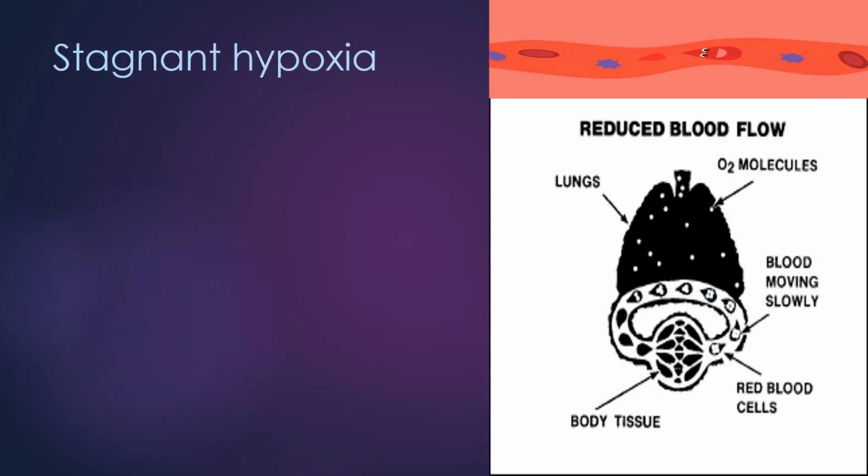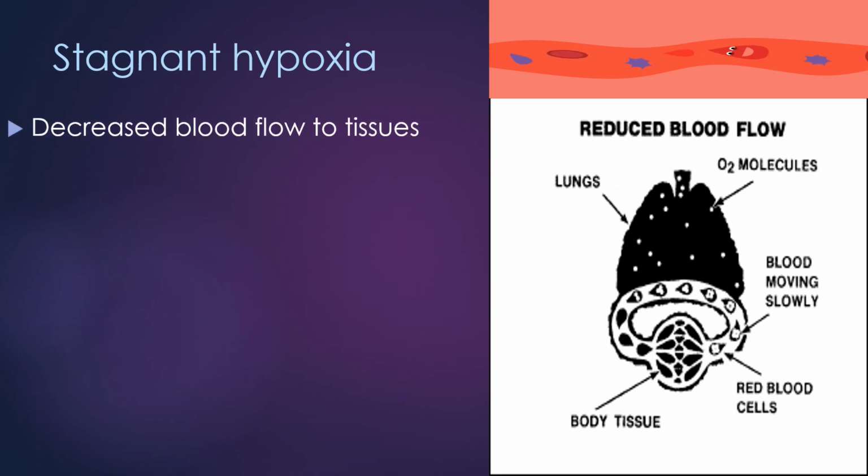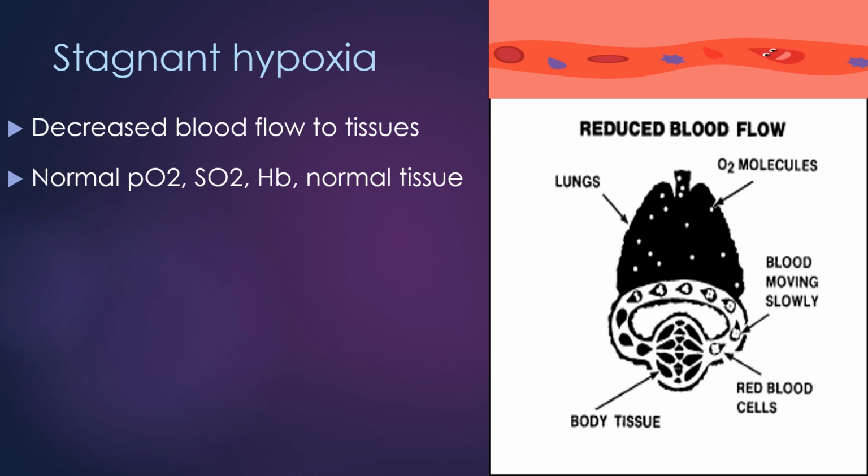Moving on to the stagnant hypoxia, this occurs due to the decreased blood flow to the tissues, so that in spite of normal partial pressure of oxygen and hemoglobin, adequate oxygen is not delivered. This is due to the blood flow defect, so decreased blood flow to the tissues, with normal partial pressure of oxygen, saturation, normal hemoglobin in normal tissues. Due to the decreased blood flow, the oxygen will not be properly supplied.